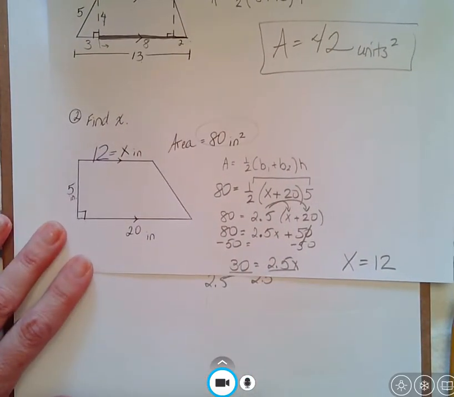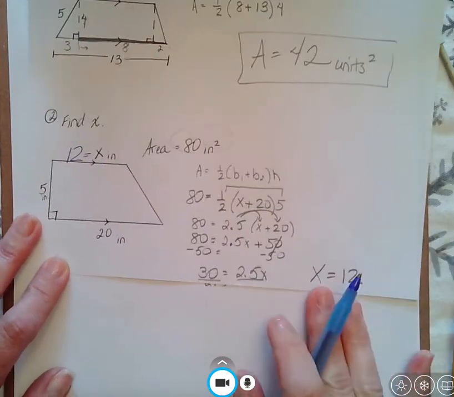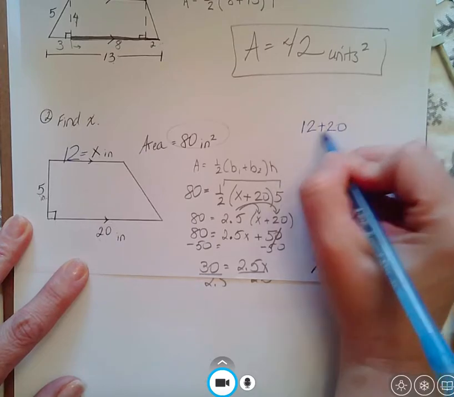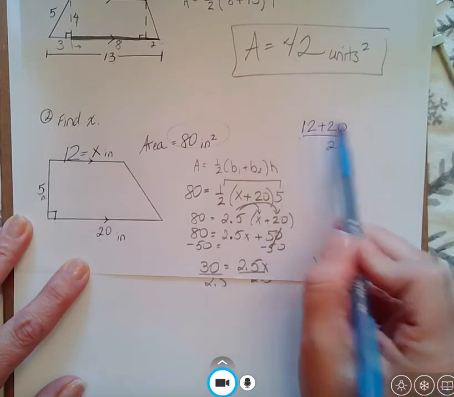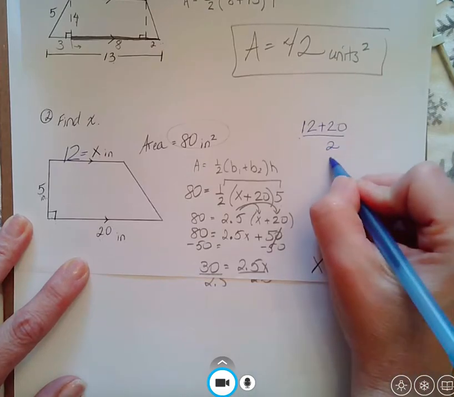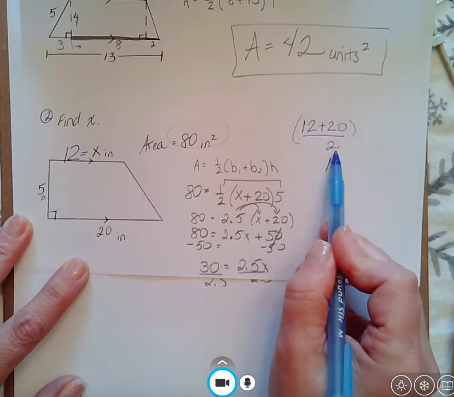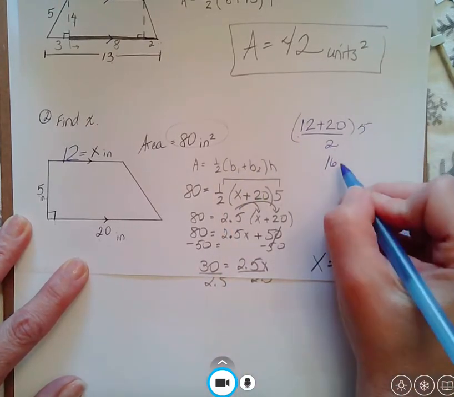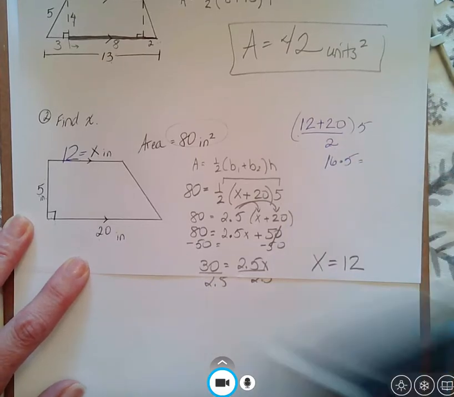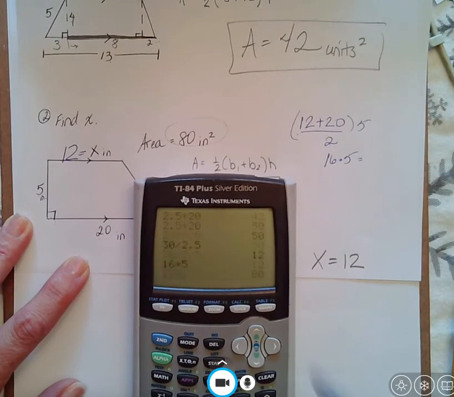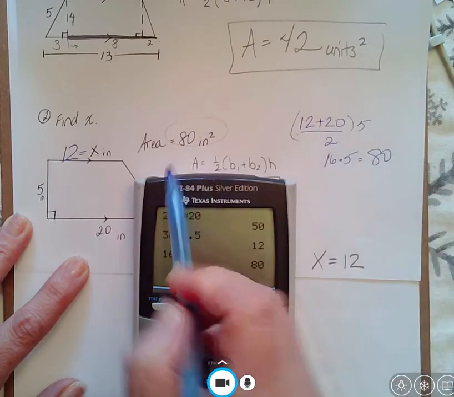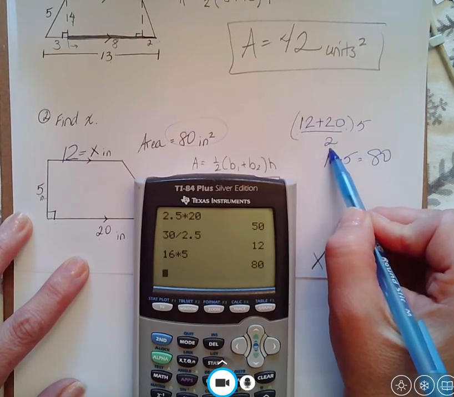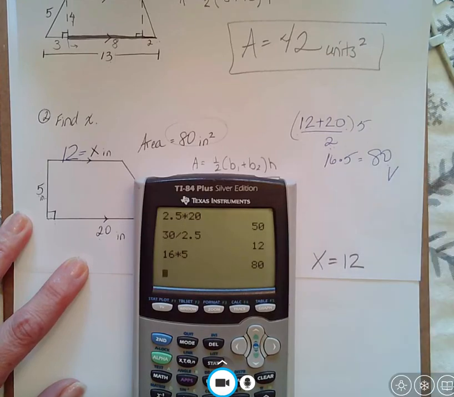Now, just because I feel compelled to check my answer, I'm going to do that right over here. If I knew that my base was 12, then 12 plus 20 divided by 2, so that's 32. What's 32 divided by 2? 16. All of that, by the way, dividing by 2 and times 1/2 is the same. I do flip-flop between those. Times 5. 16 times 5 is equal to 80, which is my area. So base 1 plus base 2 halved times your height is equal to 80. Check. Good job.